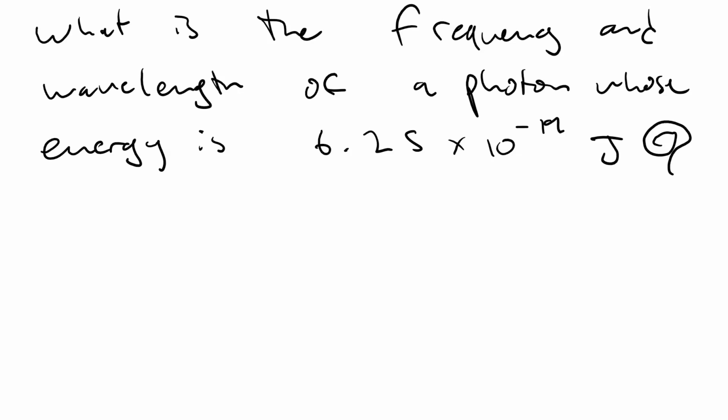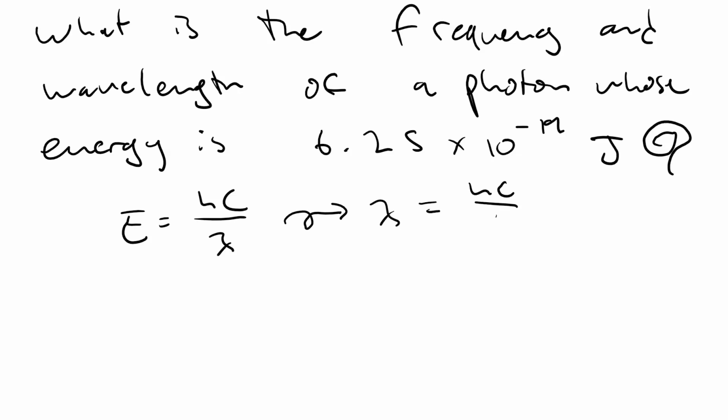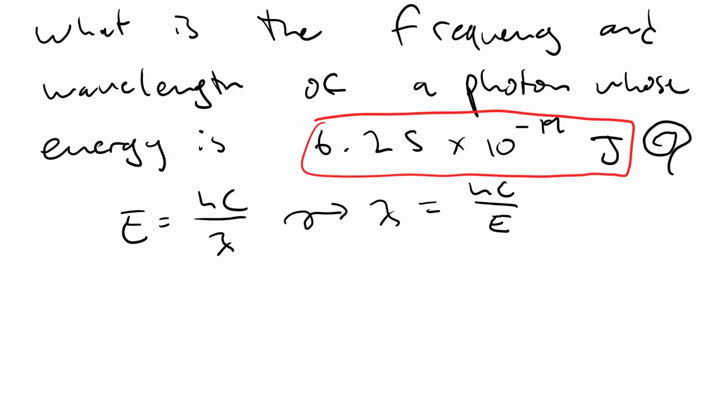Say we were asked what the frequency and wavelength is of a photon whose energy is 6.25 times 10 to the negative 19th joules. The two equations we'll use are E equals hc over lambda. This will allow us to find the wavelength. If we just rearrange it, we get lambda equals hc over E. And of course, this number that we were given is the energy.